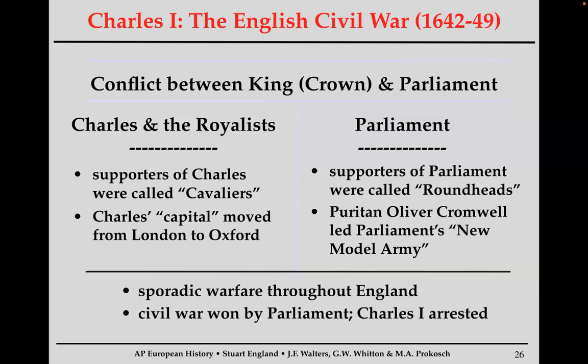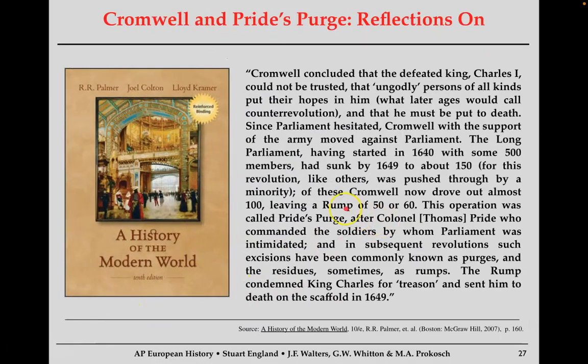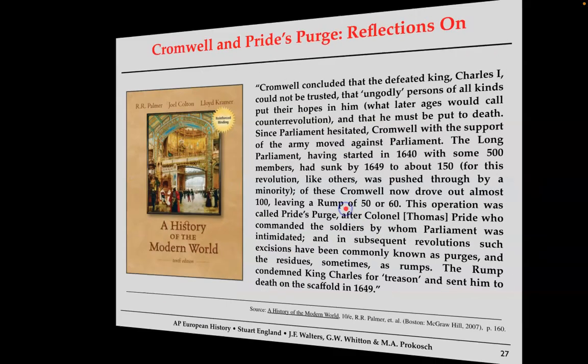So, the English Civil War, 1642 to 1649, it's basically a little bit of on and off. Charles I is captured once, he escapes, he's then captured a second time. Don't get super confused by all those little moving parts. Just know Parliament won the English Civil War in 1649. Charles I is arrested a second time, and now he is going to be put on trial. Give that a read, but we'll keep going.